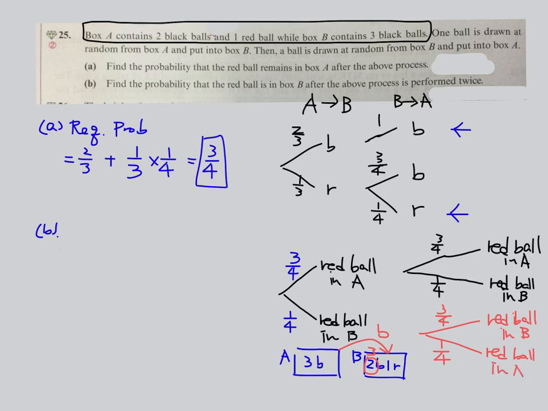After making these 3 diagrams, you should be able to get the answer. 3/4 times 1/4, plus 1/4 times 3/4 for the red ball in B. Final answer 3/8.